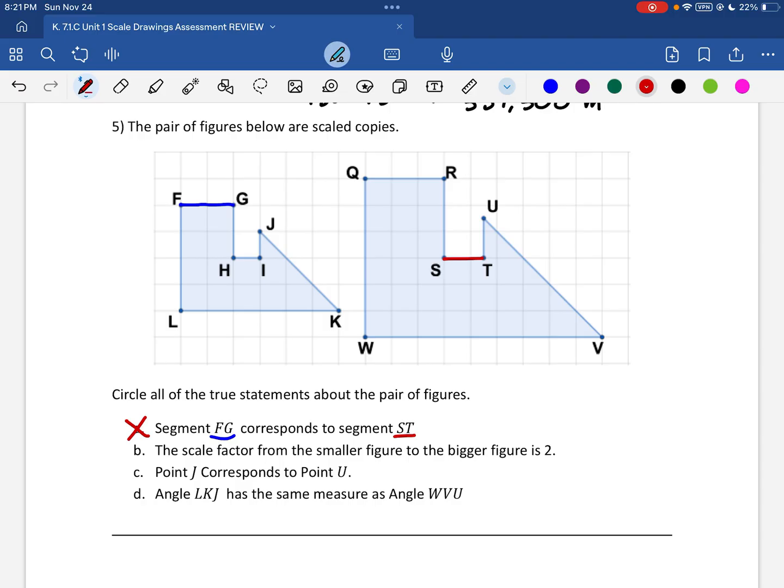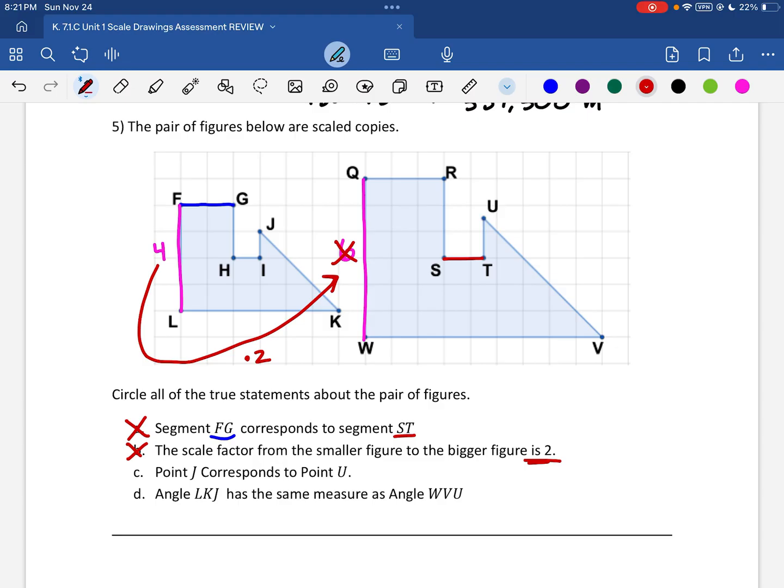B, the scale factor from the smaller figure to the bigger figure is 2. I'm going to find something that's easy to count and measure. For example, I'm going to count from F to L. That has a height of 4. The corresponding segment is Q to W, and that has a height of 6. If the scale factor is 2, then that means 4 times 2 is 6. But I know that 4 times 2 is not 6. So this cannot be true. The scale factor is not 2. I don't know what it is. I don't even need to find out what it is.